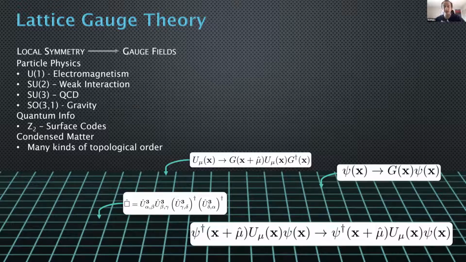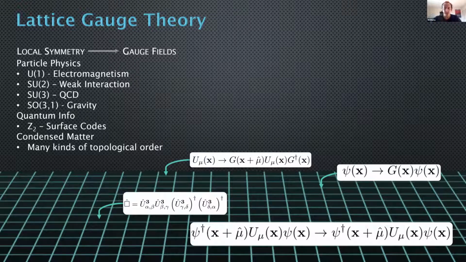For example, surface codes can be viewed as studying the ground state of Z2 lattice gauge theory. And these theories also show up all over condensed matter, describing many different kinds of topological order. And so to do calculations in gauge theories numerically, we need to discretize space.